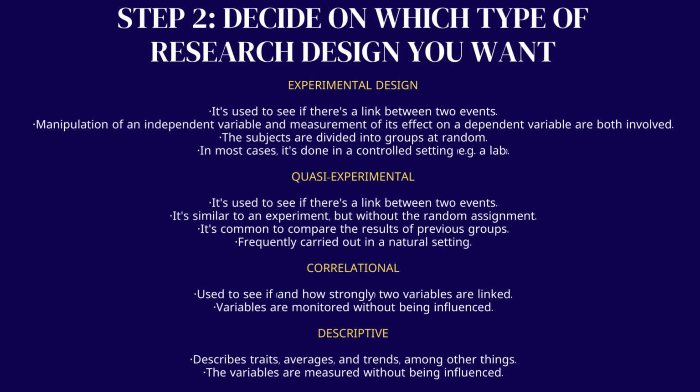Correlational. Used to see if, and how strongly, two variables are linked. Variables are monitored without being influenced. Descriptive. Describes traits, averages, and trends, among other things. The variables are measured without being influenced. You can gain a detailed view of traits, trends, and relationships in the real world using descriptive and correlational approaches.